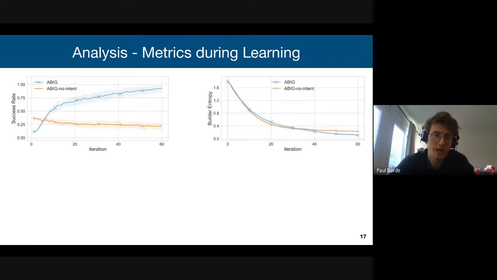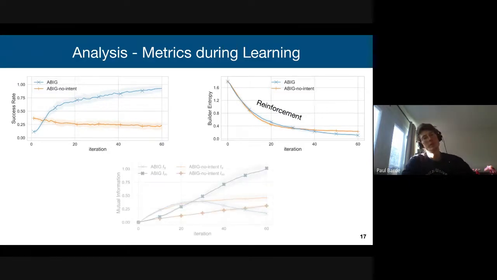if we look at the entropy of the builder's policy, so the stochasticity of this builder's policy, we see that it decreases for both methods, meaning that the builder's policy becomes more and more deterministic. And this is related because both methods have these reinforcement mechanisms that are going to make the policy more and more deterministic.